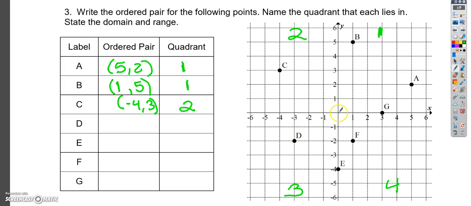D. Start at the origin. Left 3, so negative 3. Down 2, so negative 2. So negative 3, negative 2, and that's in quadrant 3. Here's E. Here's 0, so we stay, the first one is 0. When you stay, you don't go anywhere. And then we had to go down 4, so that would be negative 4. And that's on the y-axis.